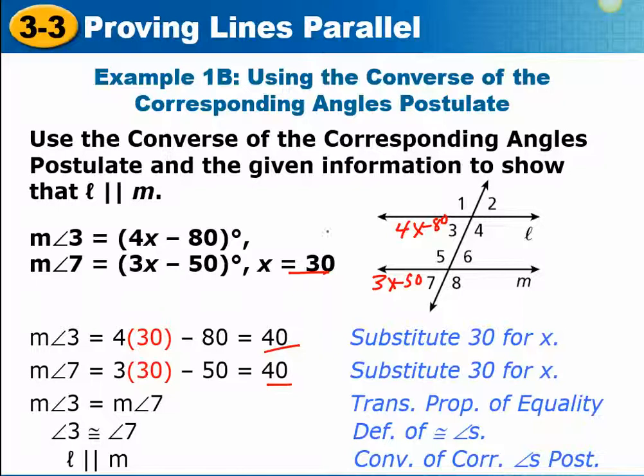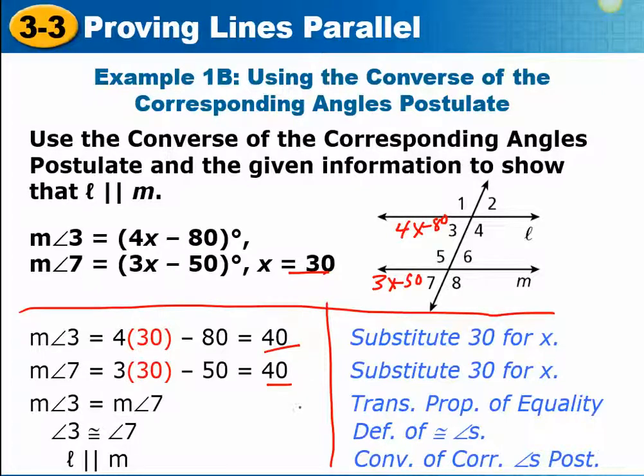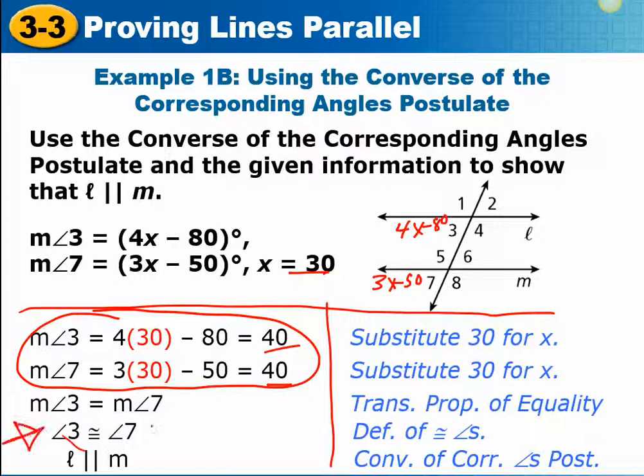Now, on your assignment, I don't expect you to do all of this. This is basically a whole formal proof here. I do expect you to see if you get the same thing. If you substitute in and get the same answer for both of them, then you'll know that this is true, or either one. You can just write one of them as true. And then that means that the converse of the corresponding angles postulate is true.